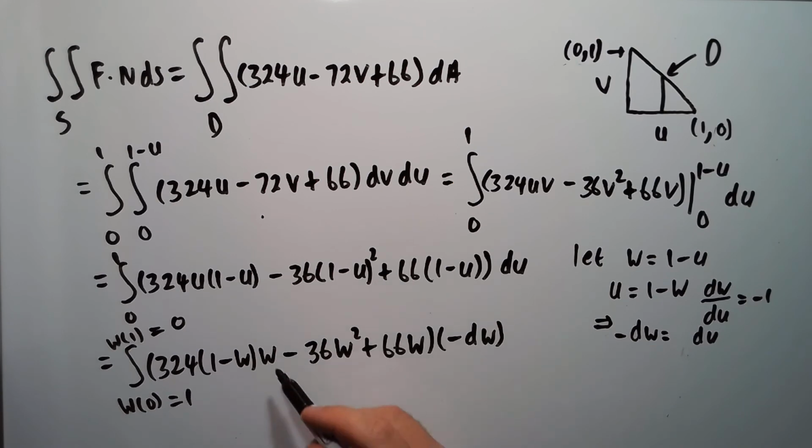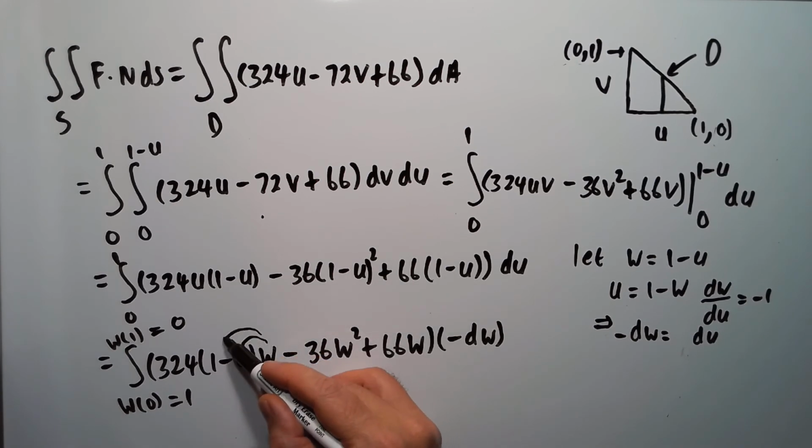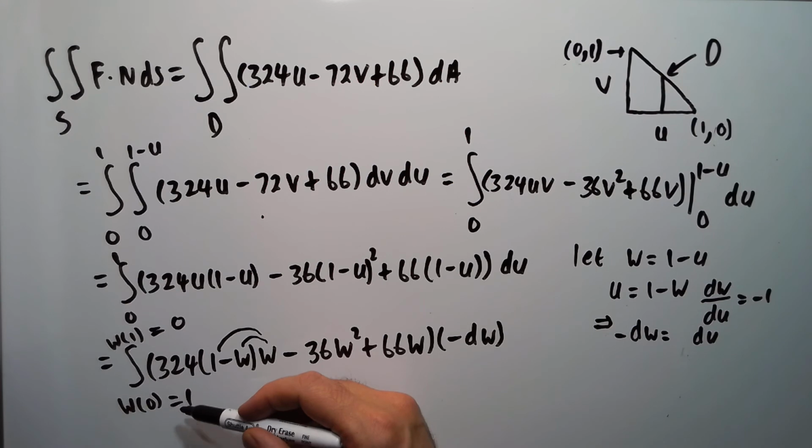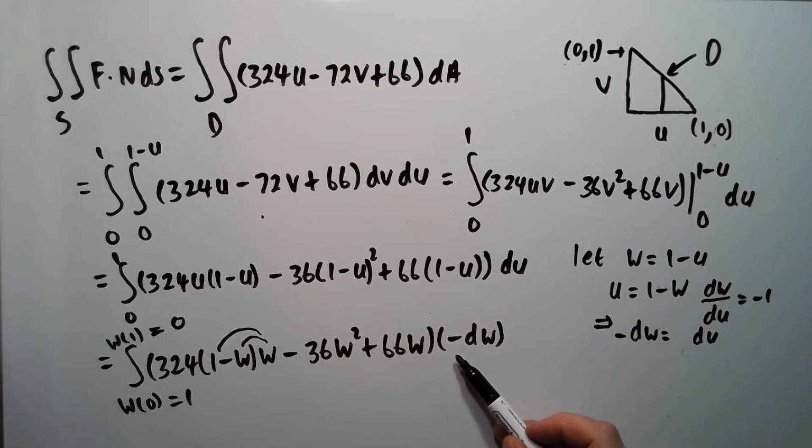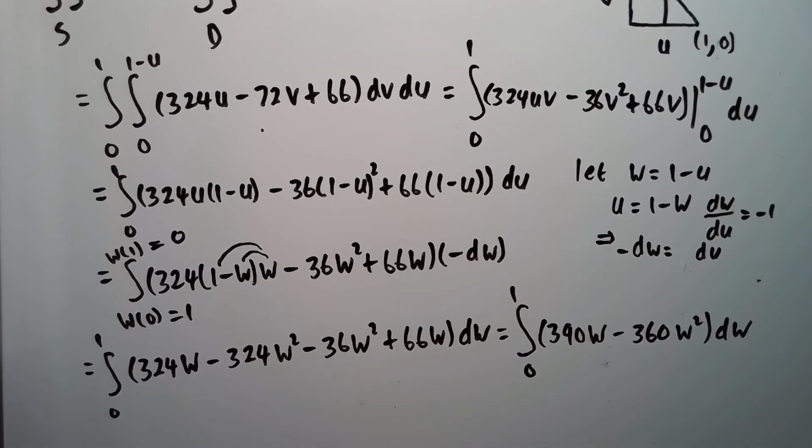Okay, and let's multiply this in also. I'm going to turn these limits around, and that will introduce a minus sign. I'll get rid of this minus sign here, and multiply this stuff in. Multiplying out, you'll get 324w minus 324w squared minus 36w squared plus 66. Combining the w squared terms, you'll get 360. Combining the w terms, you'll get 390.